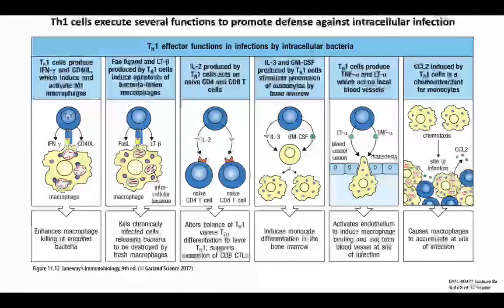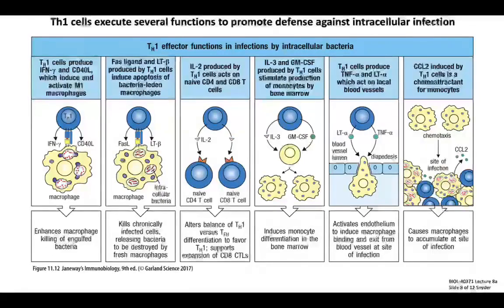Th1s also produce molecules that act on cell types other than macrophages. So they secrete IL-2, which is a critical survival cytokine that supports additional Th1 cells as well as cytotoxic CD8s. Th1s can also produce IL-3 and GM-CSF, which stimulate monocyte production from the bone marrow.